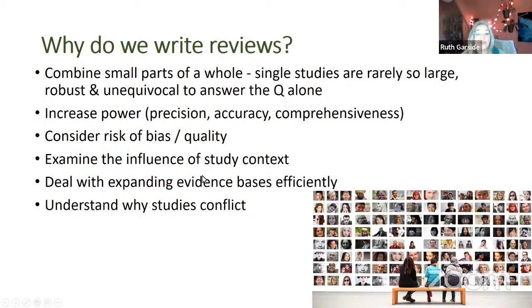Systematic reviews also consider the risk of bias or the quality of the underlying studies, which is really important when we're thinking about how much confidence we want to place in the answers. And they can also look at different study contexts and try to understand what the impact of that is on study findings. It's also a way of dealing with expanding evidence bases efficiently, and we know that the amount of research that's being published is increasing. It's very difficult to keep on top of any one particular question, and systematic reviews are a way of bringing together and combining what we understand about these expanding evidence bases.